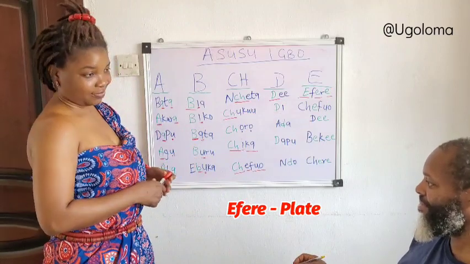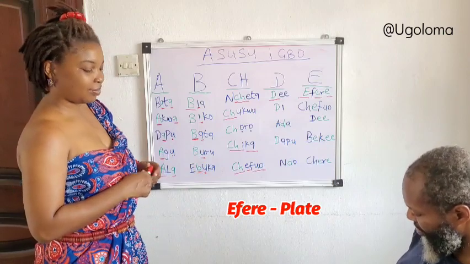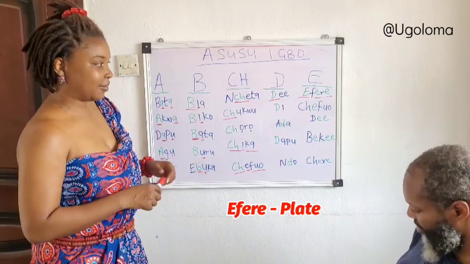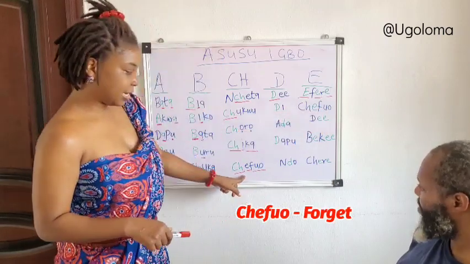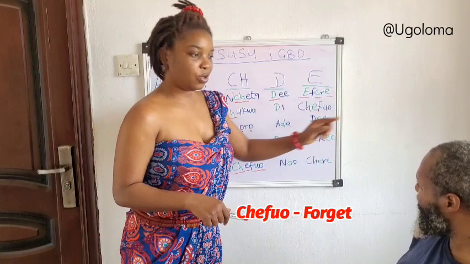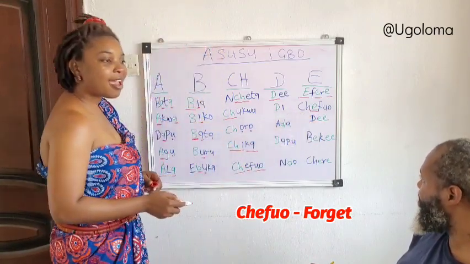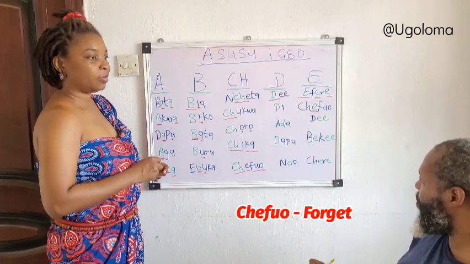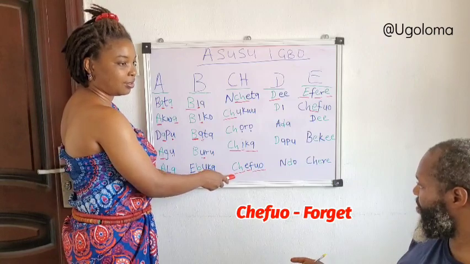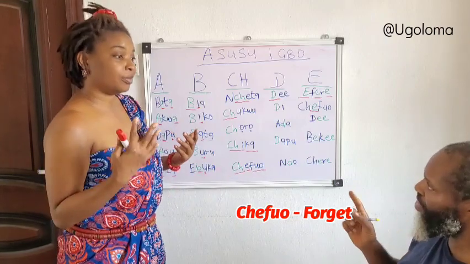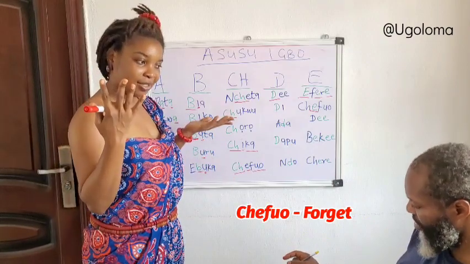Efere means plate. Plate. Efere. Plate. Next one. Chefuo. You already said it here before. Chefuo. What did I say chefuo means? Is it the floor? No, that is not floor. Floor is Ala. This means forget.